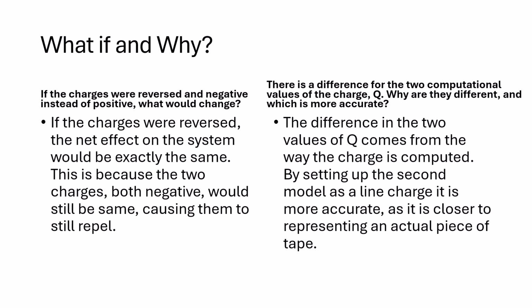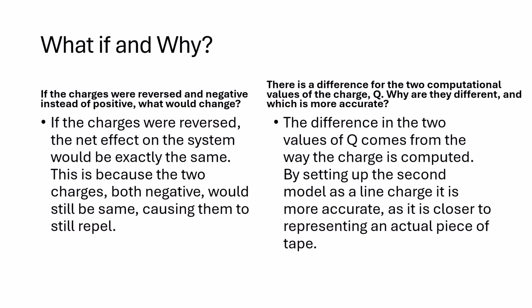What if and why? For the first question, we're asked if the charges were reversed and negative instead of positive, what would change? If the charges were reversed, the net effect on the system would be exactly the same. This is because the two charges, both negative, would still be the same, causing them to still repel. Meaning, for the top piece of tape, it would still just be one electric force going in the upwards direction, and one force of gravity going in the downwards direction.